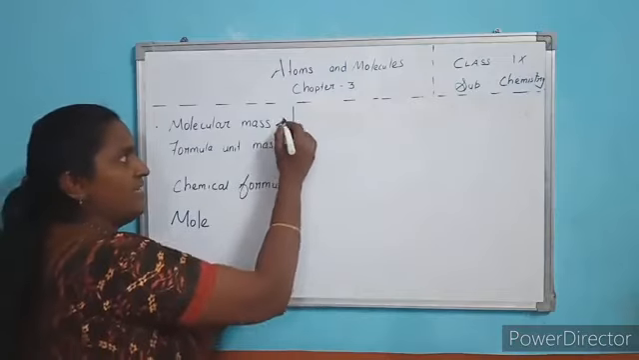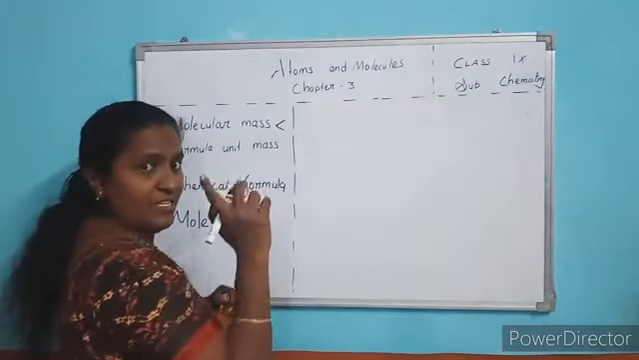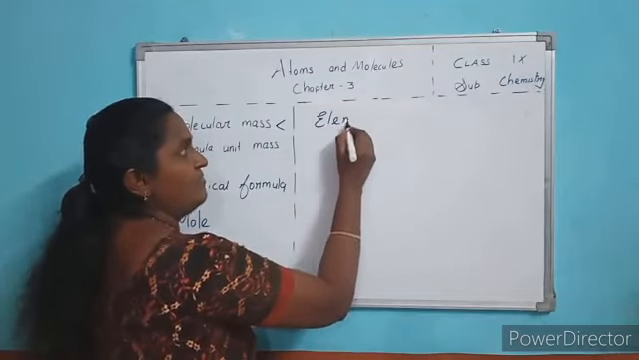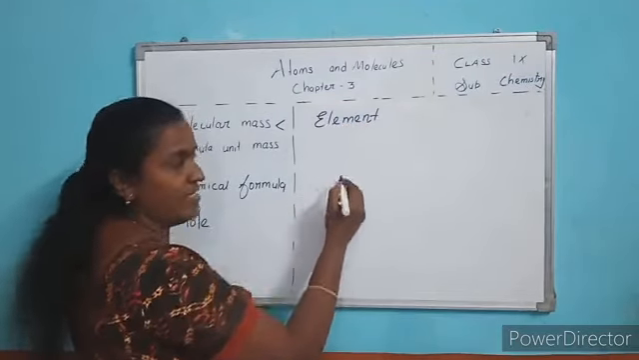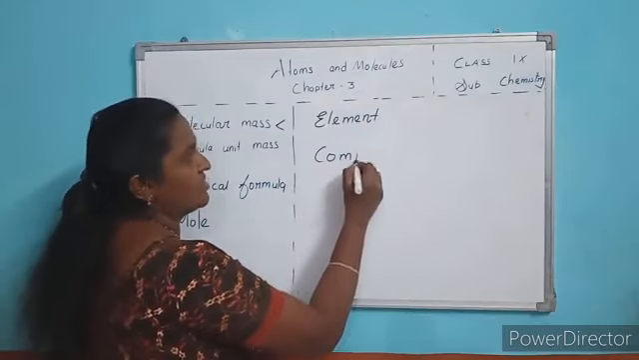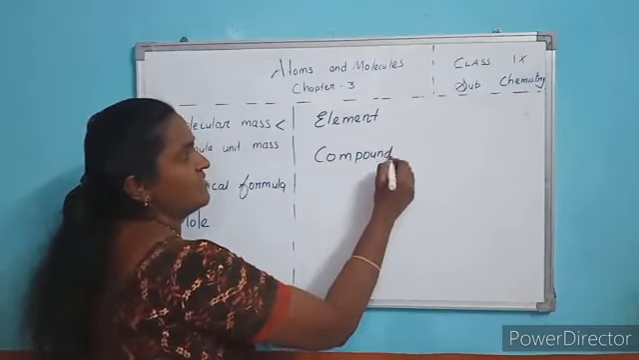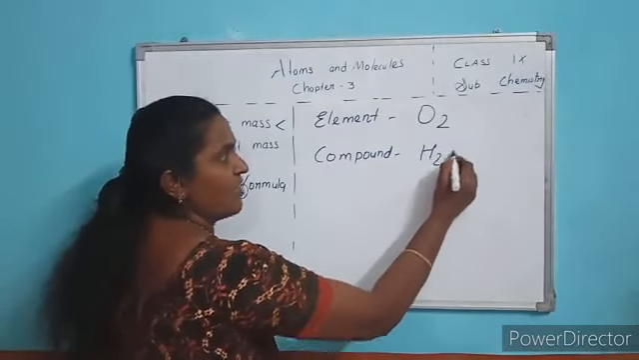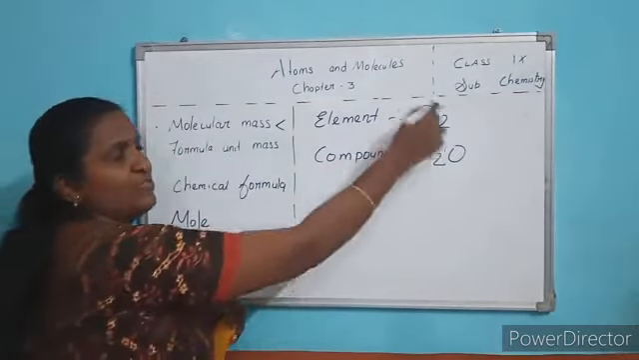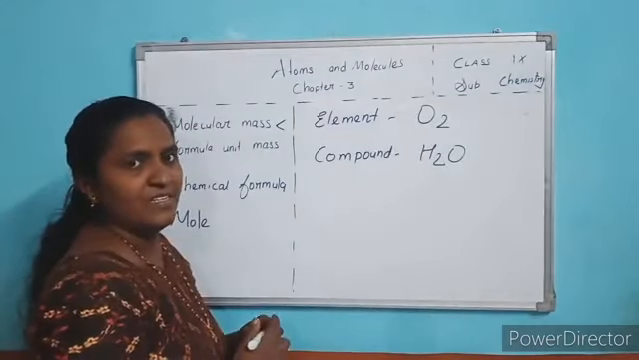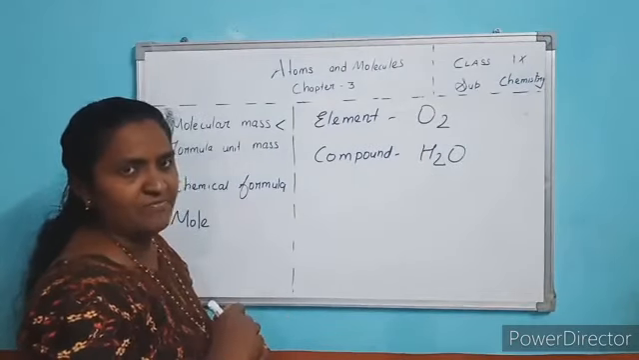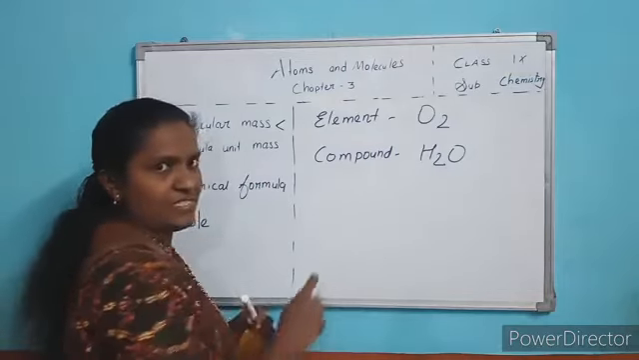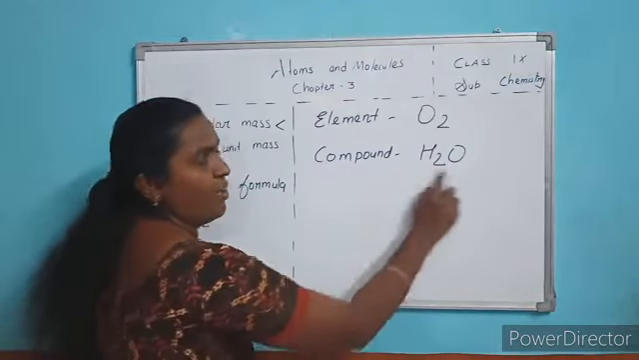Okay? There are two types of molecules, that means molecules of an element or molecules of a compound. This is a molecule of an element, this is a molecule of a compound. How do you find out this molecular mass? It is the sum of the atomic mass of all the atoms present in this compound.